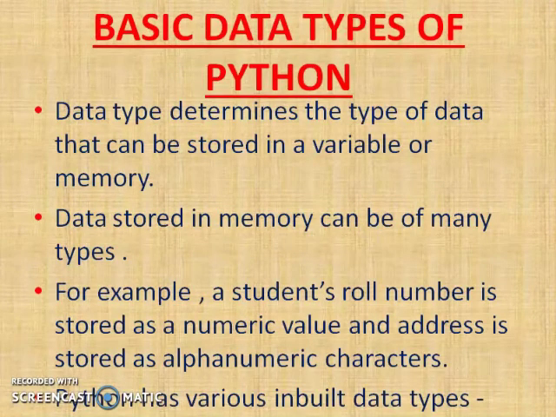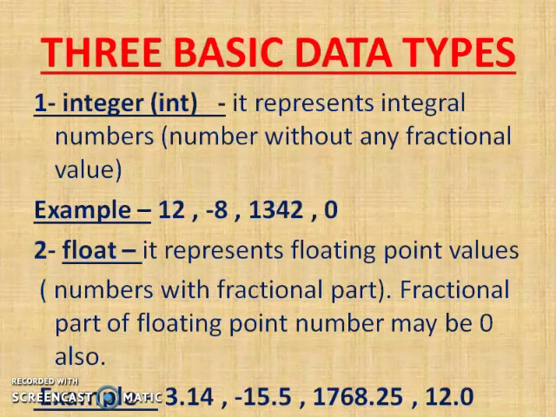Now, basic data types of Python. Data type determines the type of data that can be stored in a variable or memory. Data stored in memory can be of many types. For example, a student's roll number is stored as a numeric value, whereas address is stored as alphanumeric characters. Python has various inbuilt data types. The three basic data types I'm going to explain here.